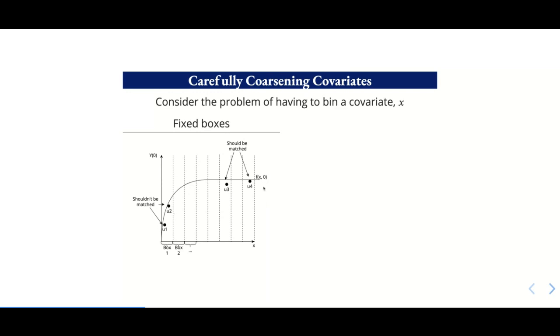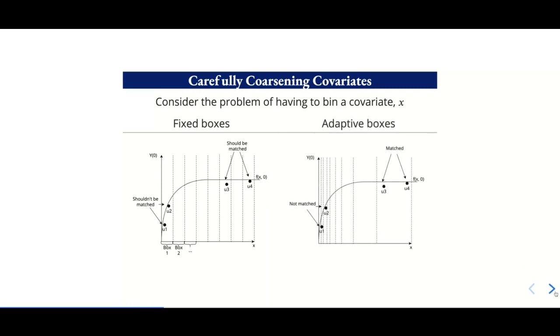But you also get the opposite problem in the further to the right area of the x space, because now you have units that are further away in terms of x. But in this part of the covariate space, y varies very little. And so you can match them together, and you're going to get people that look similar in terms of outcomes.